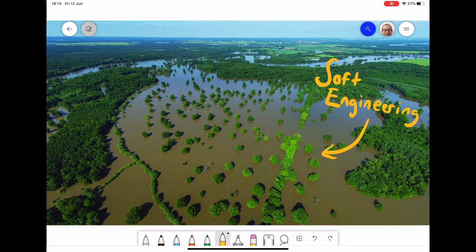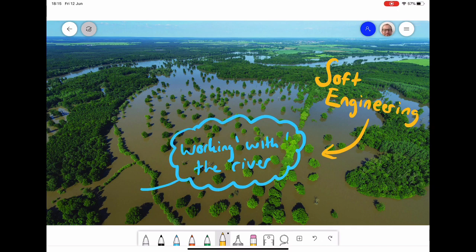So the opposite of hard engineering is soft engineering, and we can see that in this picture here, where the river has been freely allowed to flood across the land surrounding it. So soft engineering is where we do that. We try to work with the natural conditions of the river, so we don't try to hold it back or control it. This can be done sometimes where there has been hard engineering. We actually remove them, so we restore the river back to its natural state.